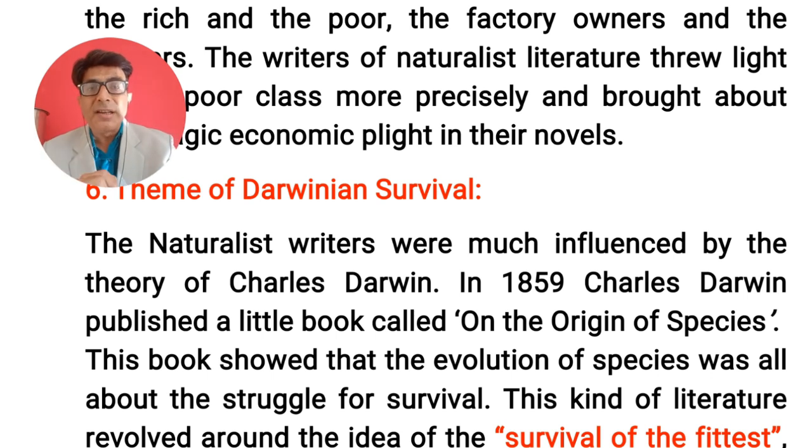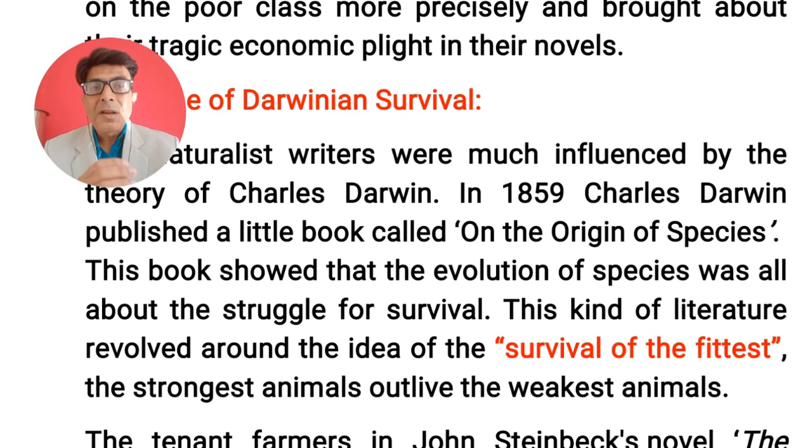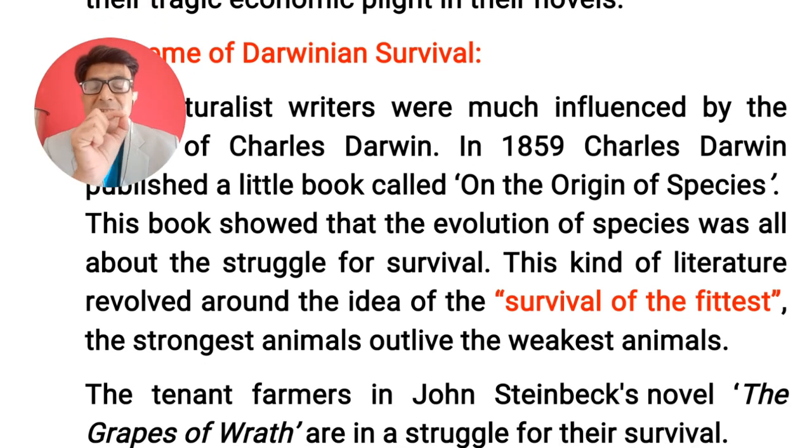The last important element is the theme of Darwinian survival. As I told you in the beginning, this movement was much influenced by Charles Darwin and his theory of evolution. In 1859, Charles Darwin published this book on the origin of species, and in this book he has developed the theory about the origin and development of man, how man became man from a monkey, okay, and how man continued struggling against different natural forces.